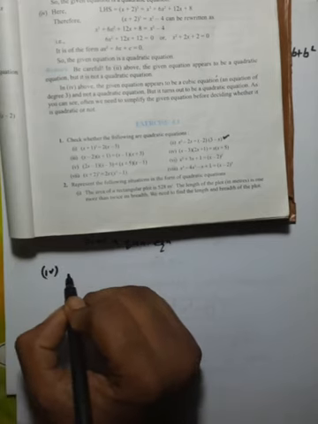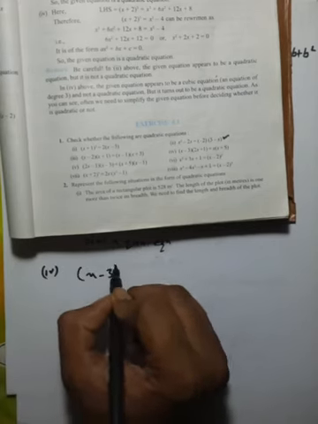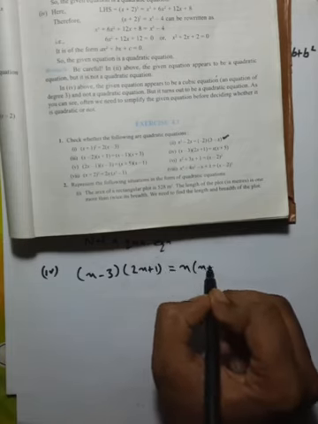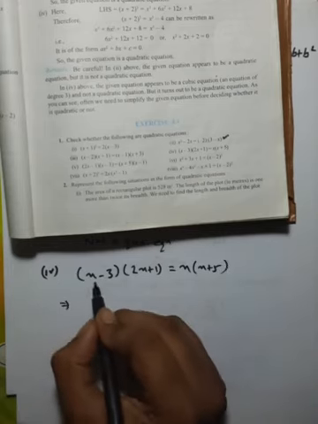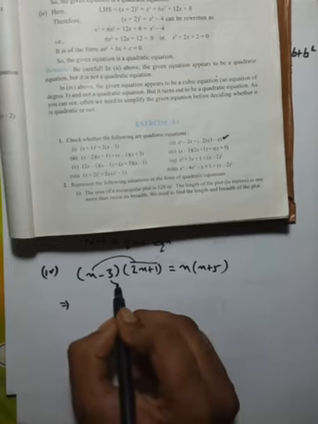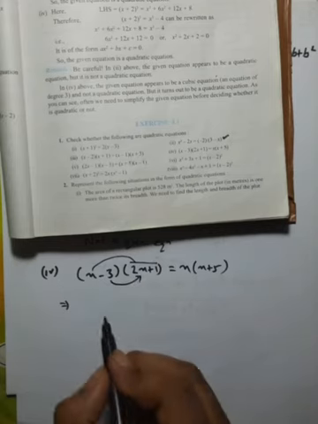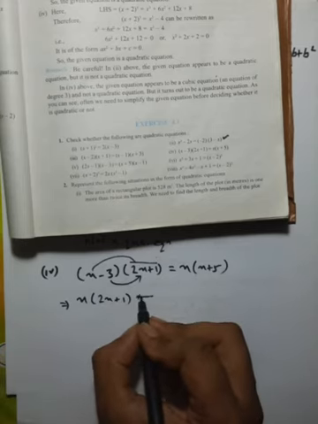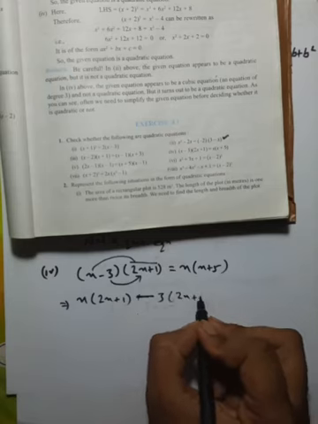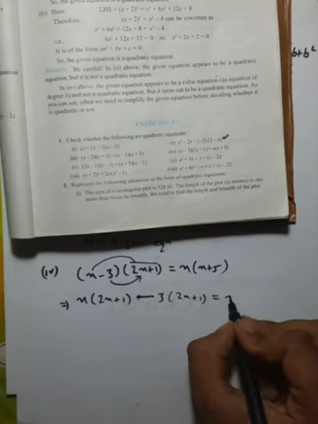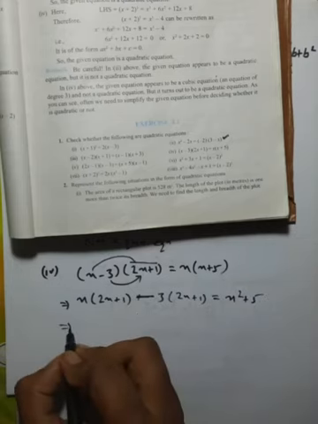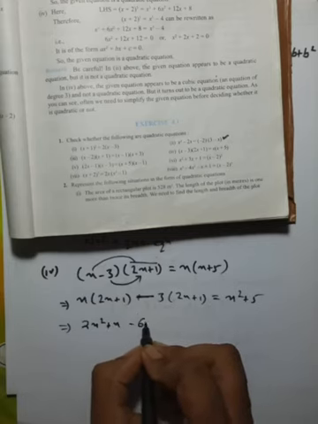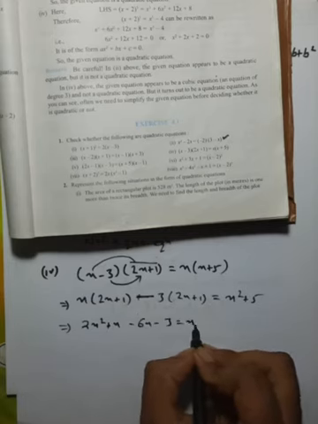Bit 4. Okay, (x minus 3) whole into (2x plus 1) is equal to x whole into (x plus 5). Okay, see, this x will multiply with all this, and 3 is also multiplied with this. So x into (2x plus 1) plus minus 3 into (2x plus 1), this will be x square plus 5. Okay, so now we multiply: 2x square plus x minus 6x minus 3 is equal to x square plus 5.